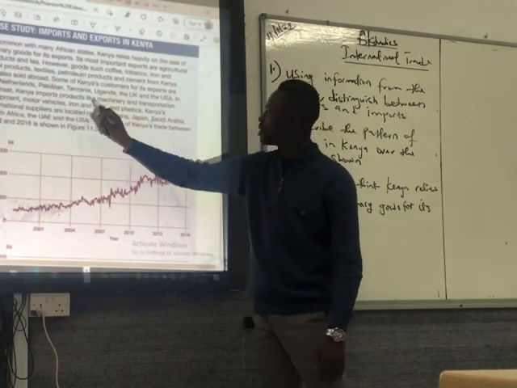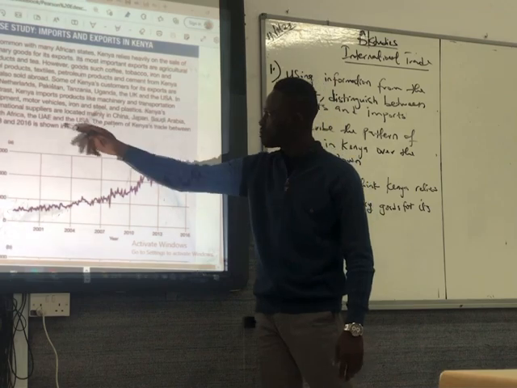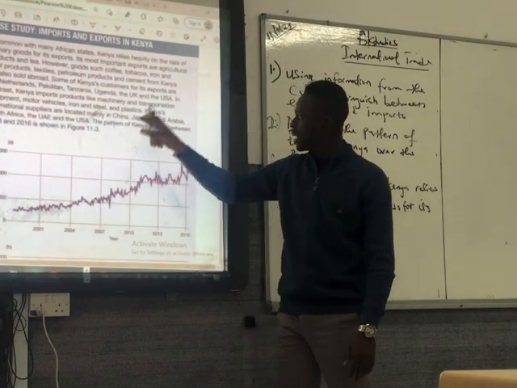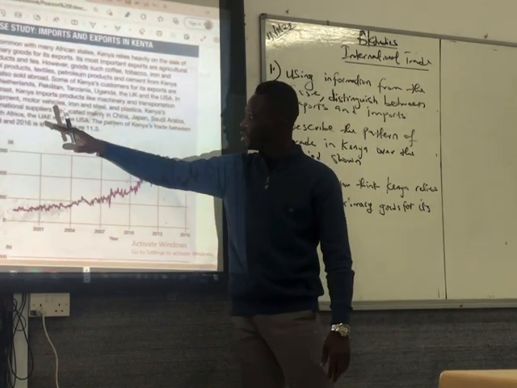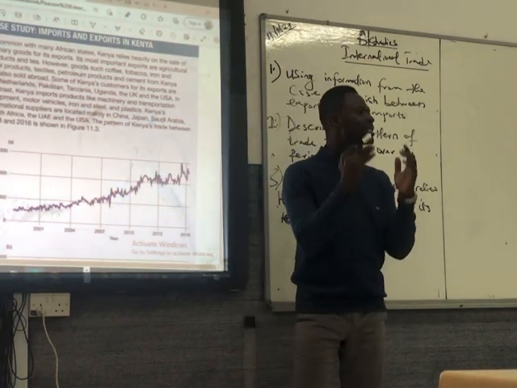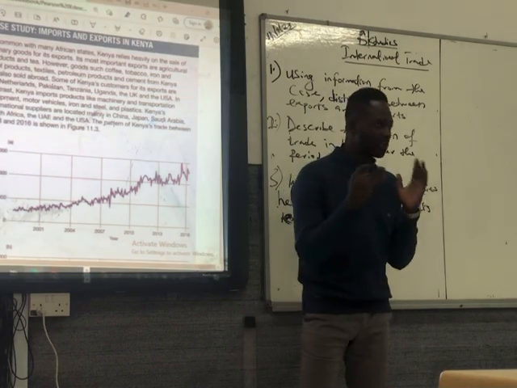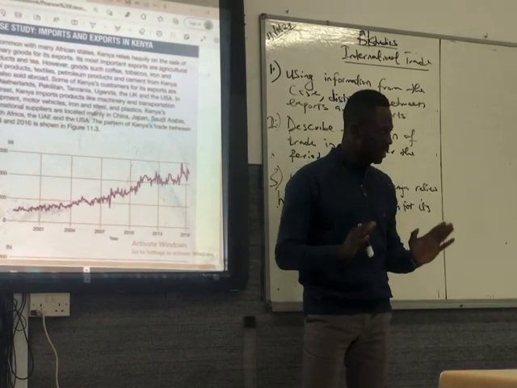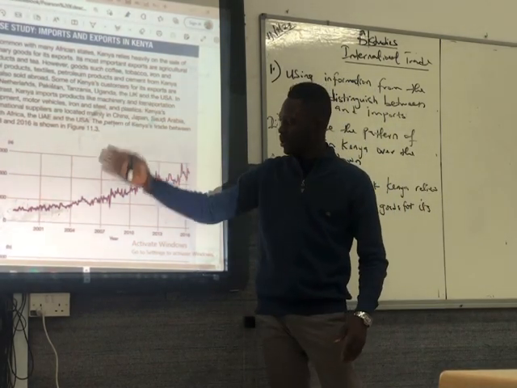Then Kenya imports products like machinery and transportation equipment from China, Japan, Saudi Arabia, South Africa, UAE, and the US. So these are Kenya's foreign businesses that supply it. I think we understand that. But this is not where we're going. We're going to the diagram.